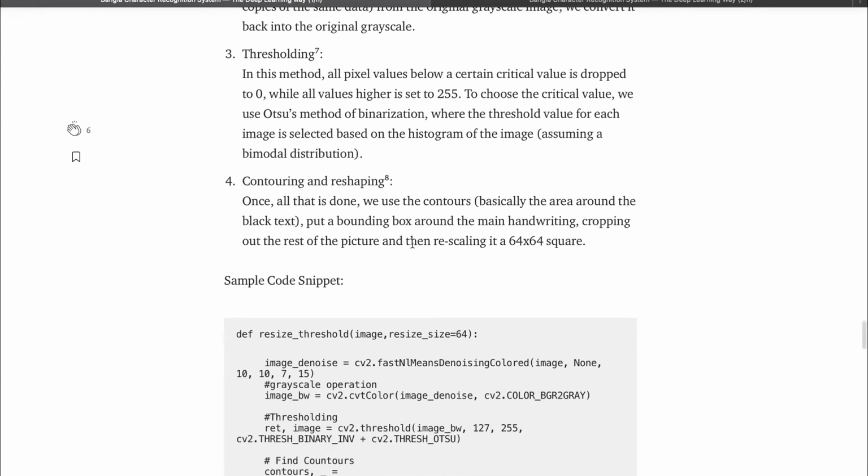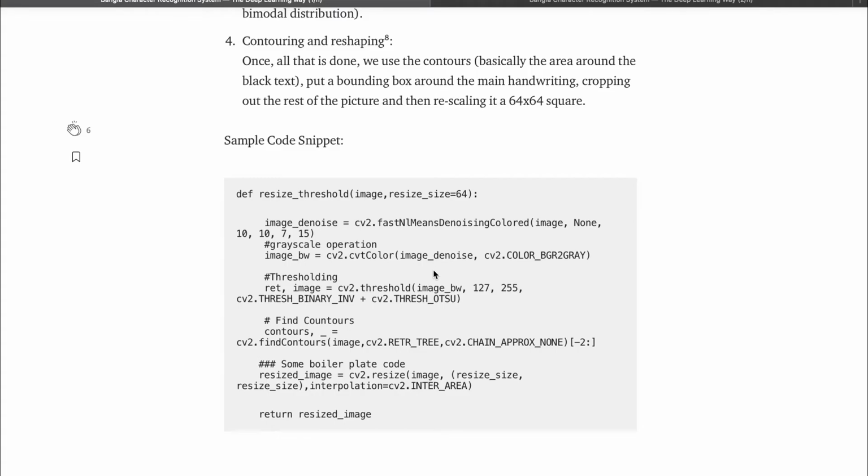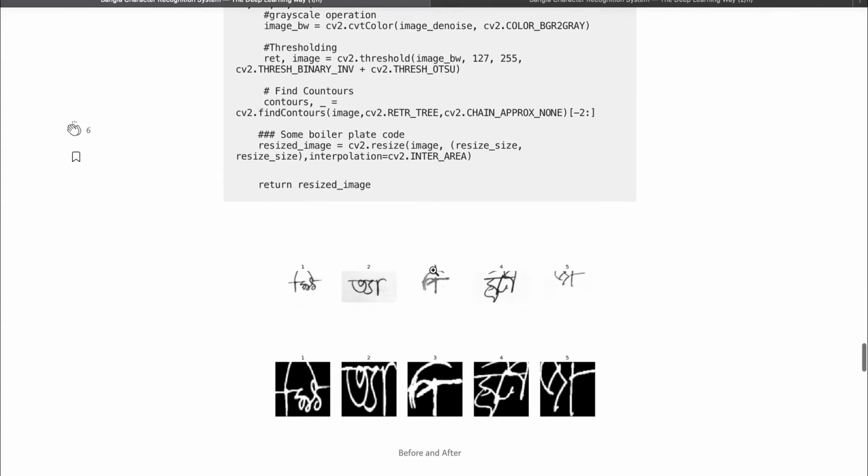The last part is the contouring and reshaping. We use contours to recognize the characters and then put a bounding box around the characters. Later, we rescale it to a 64 by 64 square. You can also see a simple sample code snippet here where we include all 4 parts of the preprocessing steps. Here's the contrast of before preprocessing and after preprocessing. The difference is pretty obvious. First, we reduce the opacity problem, and we also center the image and make it easier to classify.